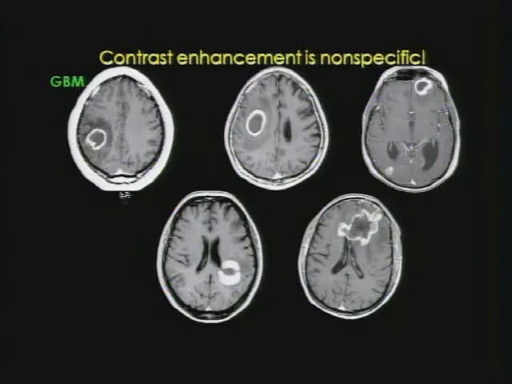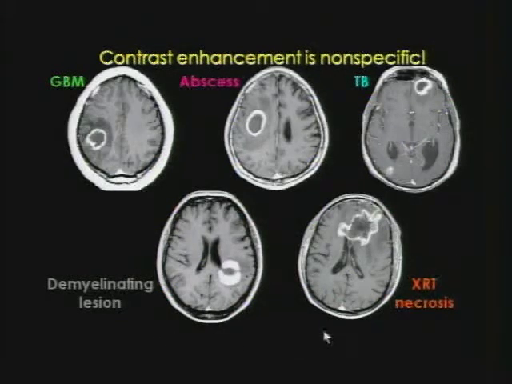This is a patient with glioblastoma. This is a patient with abscess. This is a patient with tuberculosis. This is a patient with demyelinating lesion. And here's a patient with radiation necrosis.